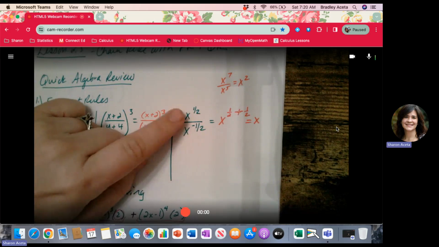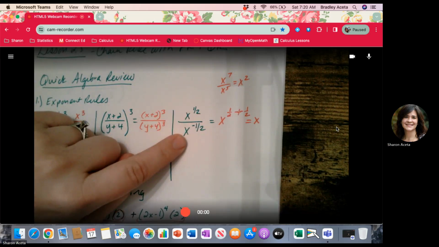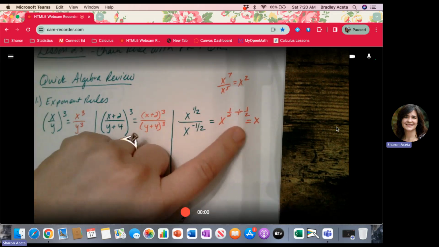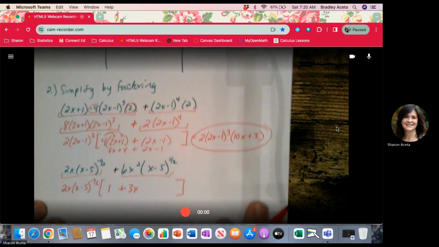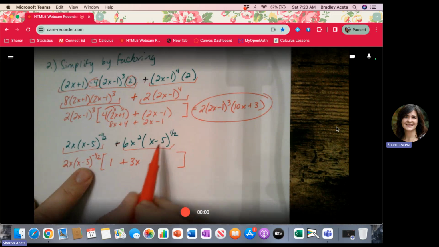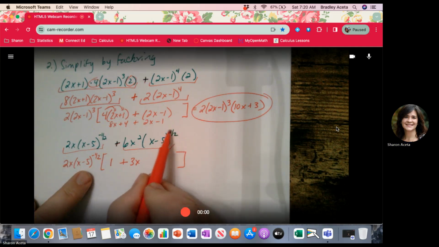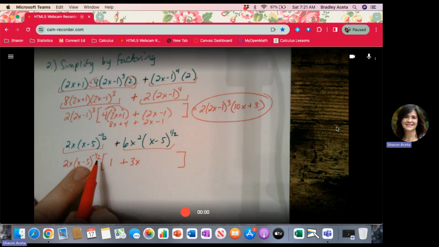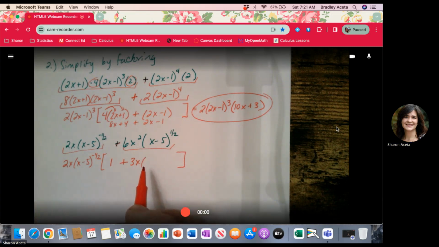When I divide like things, I subtract the exponents. So if I divide out negative 1/2 from a positive 1/2, 1/2 minus the negative 1/2 would be 1 quantity left over.